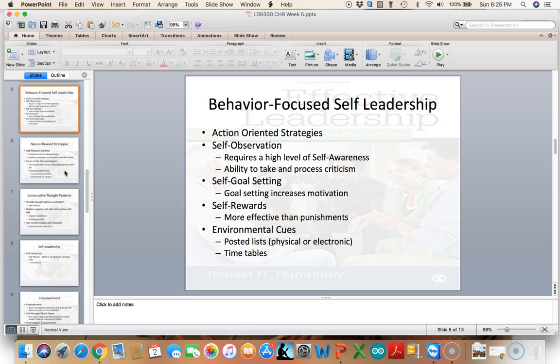Behavior-focused self-leadership is comprised of action-oriented strategies. One is self-observation, and this requires a high level of self-awareness. It also includes the ability to take and process criticism, especially constructive criticism that others may offer you to help you grow as a leader. Self-goal setting is important. Goal setting increases motivation. Self-rewards are more effective than being punitive towards a person that may not meet time deadlines.